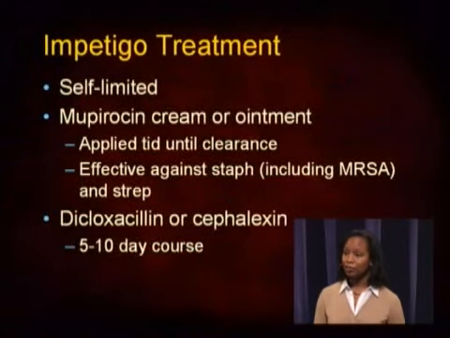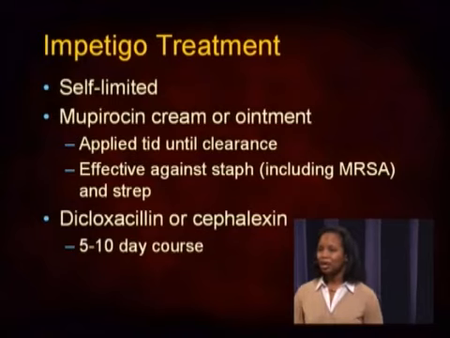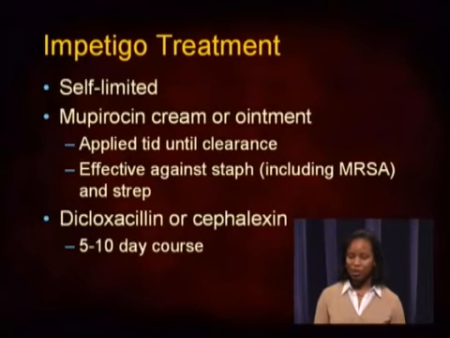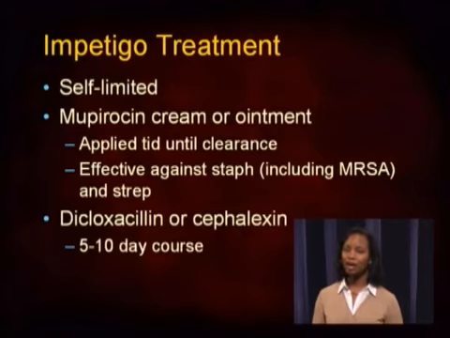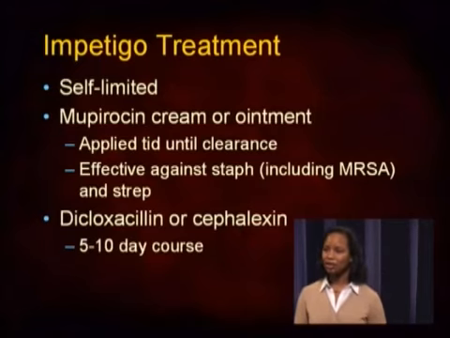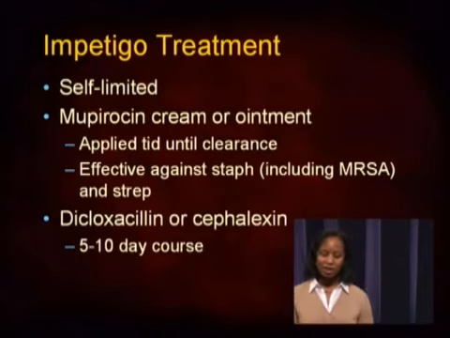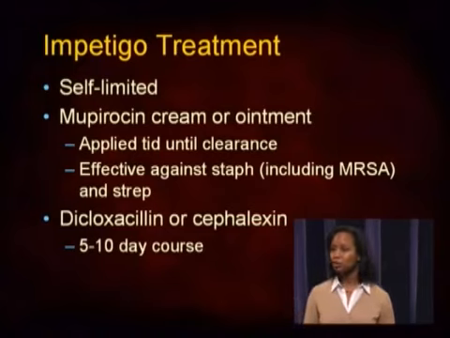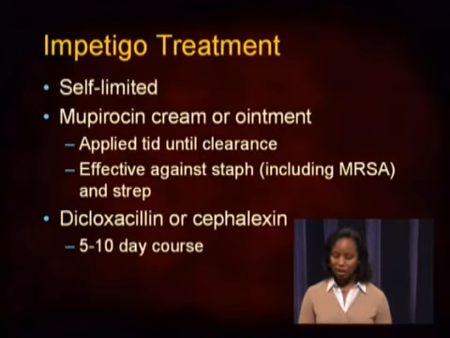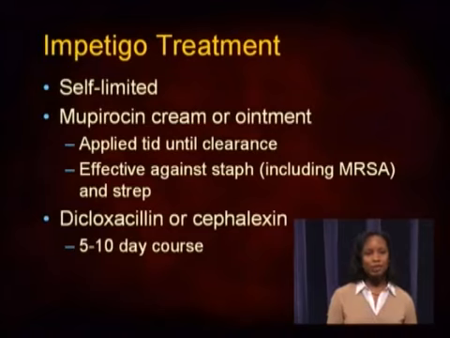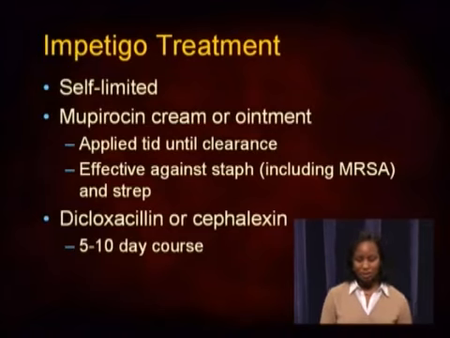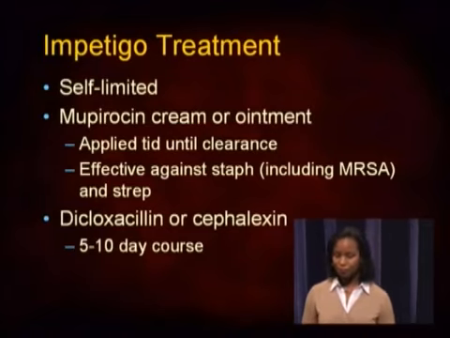This is self-limited, so sometimes if patients wait long enough to go see someone about it, it will resolve on its own. But by the time they come in to see you, the best treatment is generally going to be a topical antibacterial agent like mupirocin, which works well, particularly against staph and MRSA, or sometimes patients require systemic antibiotics, and that can be done as well.